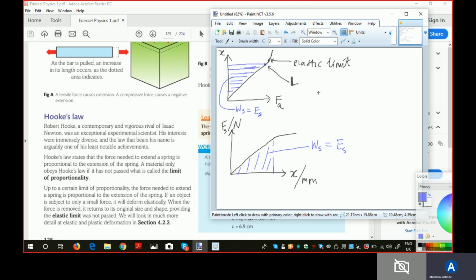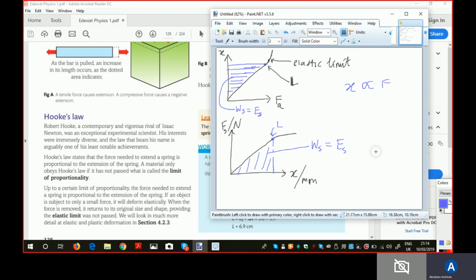And you can see up to the limit of proportionality, the extension is proportional to the applied force. Or we can also say, up to this point, where it begins to curve is where you have the limit of proportionality. So in this case, the L will be here.